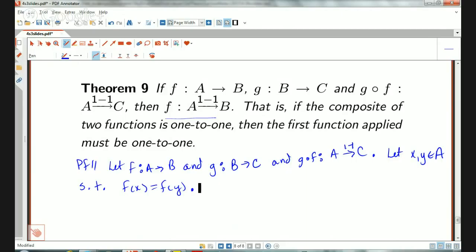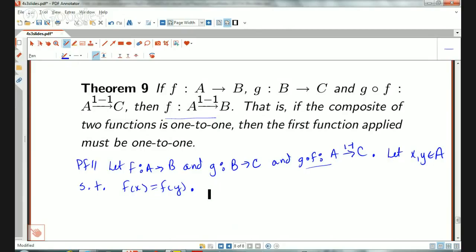What do we know? f of x equals f of y, and we know g composed with f is 1-to-1 from A to C. Just trace back, right backwards from the one we just did. We're actually going to do this one as a proof by contradiction, because the direct proof doesn't work very well.